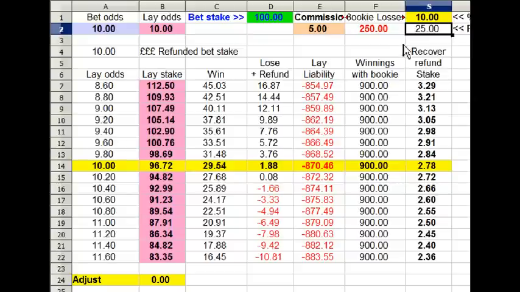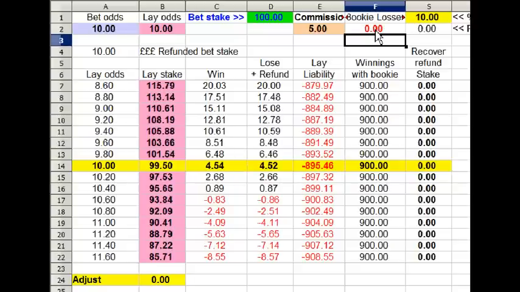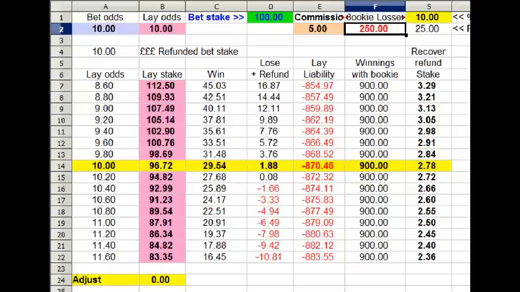Now if you hit a winner, of course, you would get back to zero losses with the bookie, but you wouldn't have lost your refund amount. You would have picked it up when you hit a winner there.